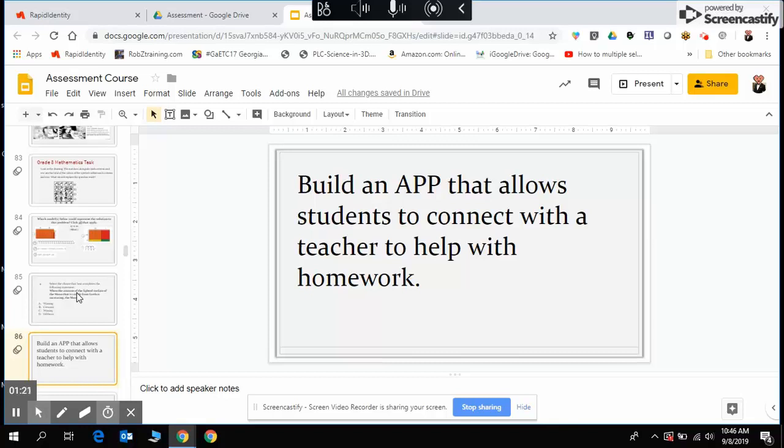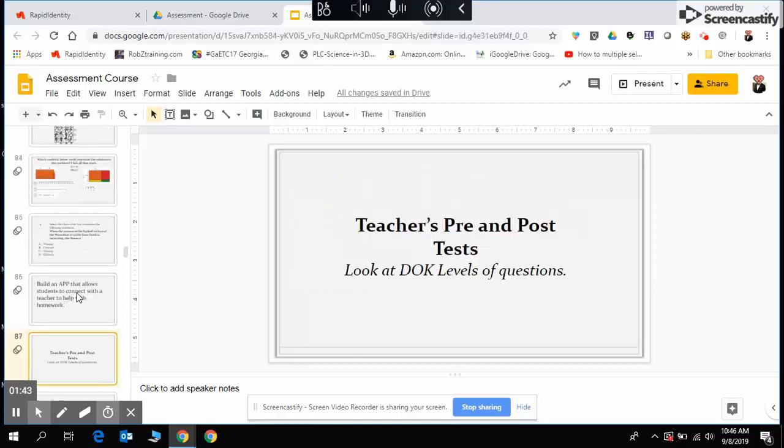Of course, build an app that allows students to connect with the teacher to help with homework. Well, think about how many processes that app would need, and what the duration would be. Because those take a while, what DOK level do we think this would be? Of course, it would be a DOK4, because this is something where we take a real world example and help somebody out. Things that we want to think about as a performance task.